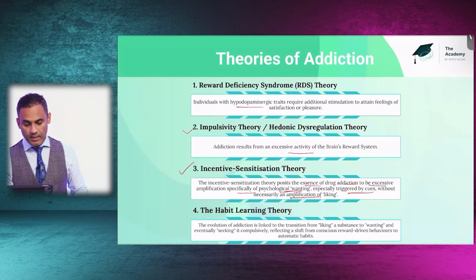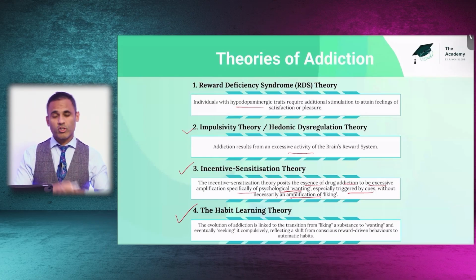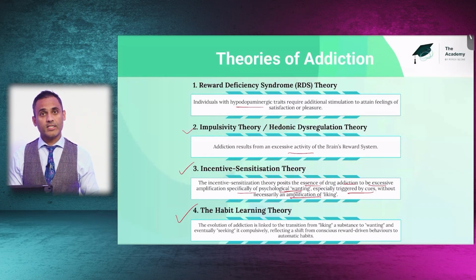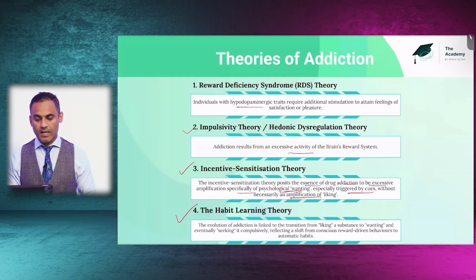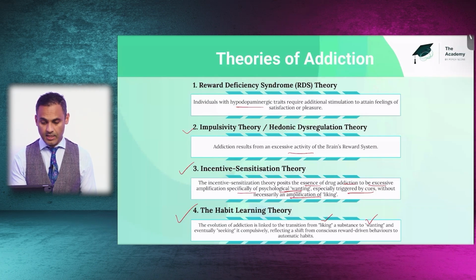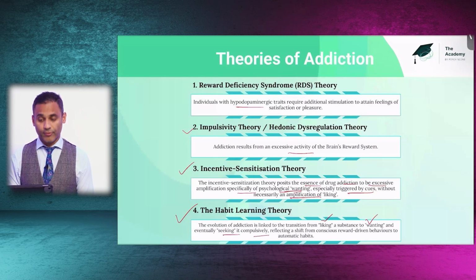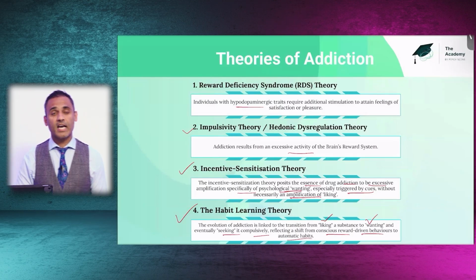And we'll see the fourth one, which really brings all of it together, known as the habit learning theory. The evolution of addiction is linked to the transition from liking a substance to wanting and eventually seeking it compulsively, reflecting a shift from conscious reward-driven behaviors to automatic habits.